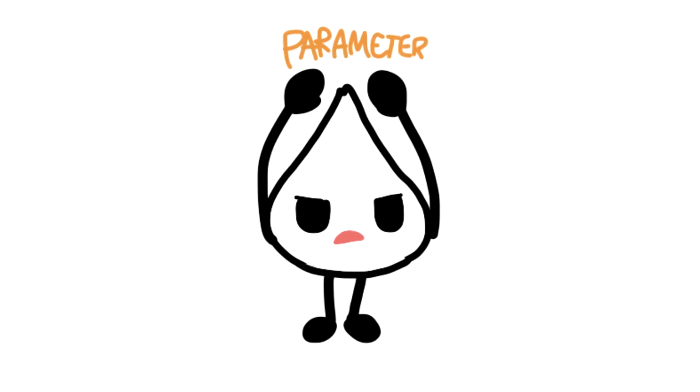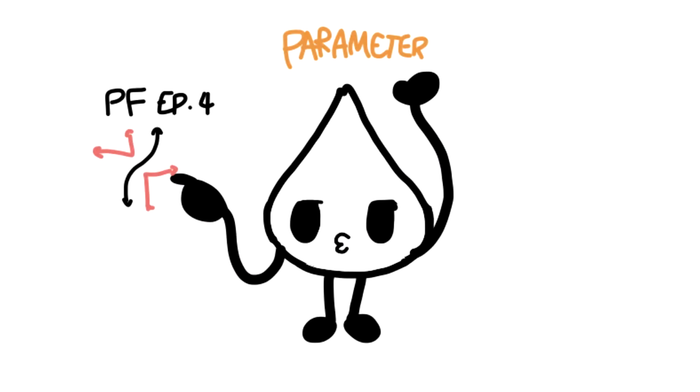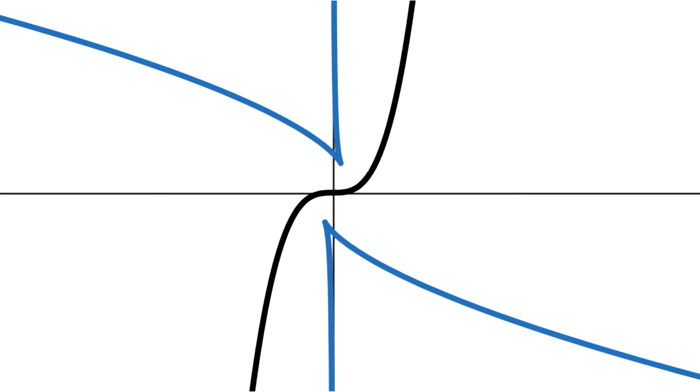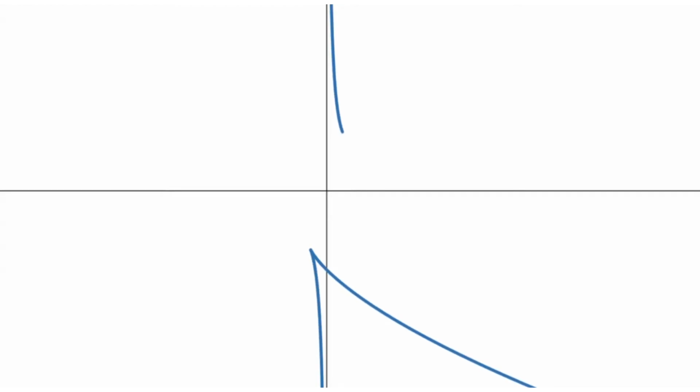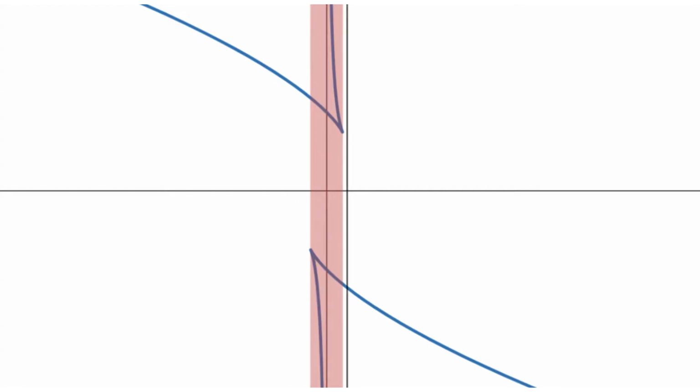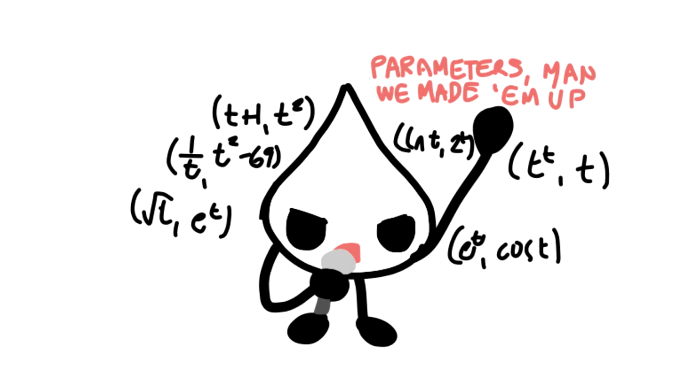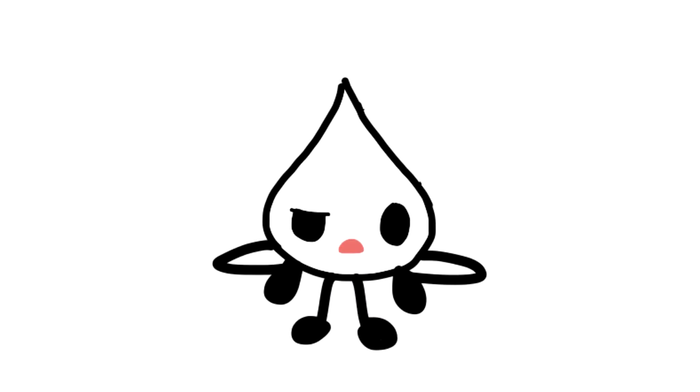Before I define to you what parameters are, let me first tell you that you've actually seen parameters as early as episode 4. You know those two cusps, quote-unquote, looking at x cubed? Those are parameters. Those cusps are a graph of a parameter because, for one, they have x values that intersect two y values, and through the mighty vertical line test, we can prove that it's not a function. Parameters, man, we made them up. But what are they, really?